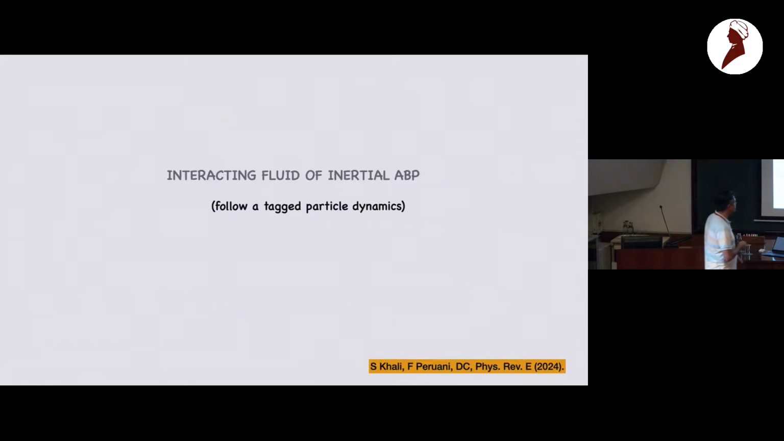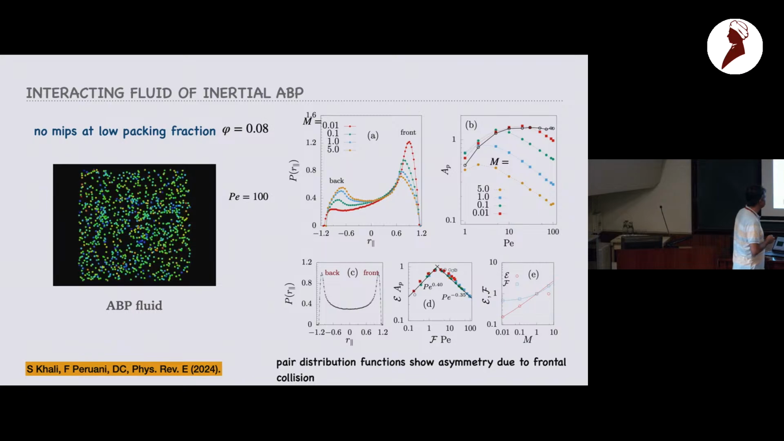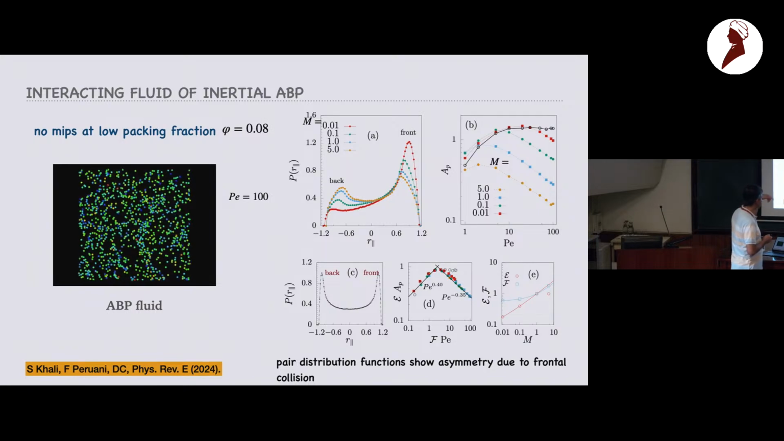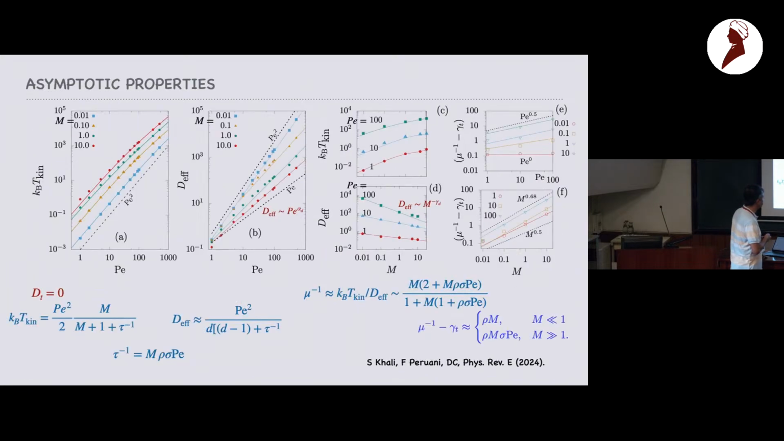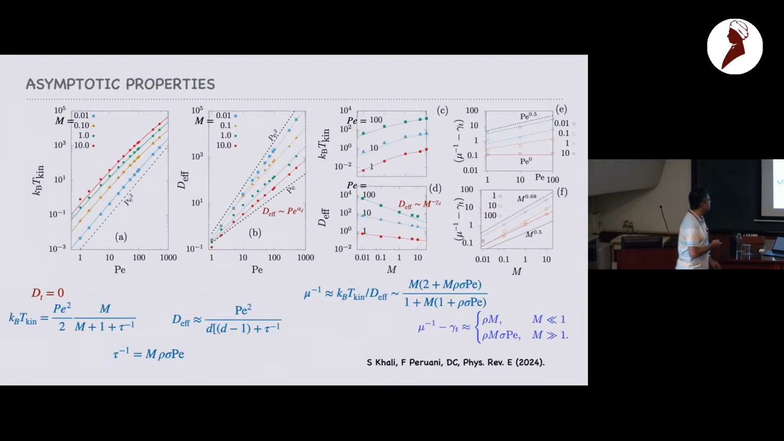Okay, so this part was also done by Manish, and then I can show you quickly what happens in the active Brownian fluid. In the active Brownian fluid, if you go to very low densities, you can again ask for these quantities like the late time diffusivity and other kinds of quantities. So I'll just quickly focus on the diffusivity as a function of activity.